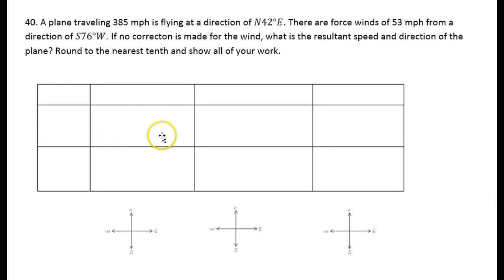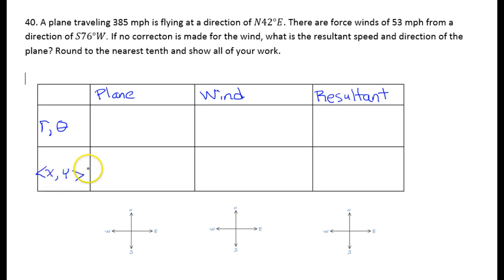I like to show my work on an organizational chart like this one. So let's see. We have the plane and the wind. So those are the two vectors we will be dealing with. So I will record those vectors in these columns. In the third column, I will record the information about the resultant vector. In the first row, I will record the magnitude r and the direction theta of each vector. In the second row, I will record the component form x comma y for each vector.